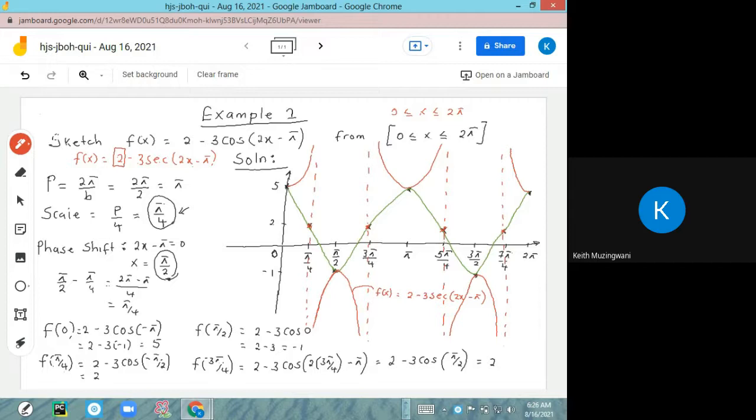So take note that you only get to have the red graph if the question is sec. If the question is cos, we end in the green one without going to red lines. But then when it is sec, you go through the same procedure until you get to the red lines. And you have your sketch ready.